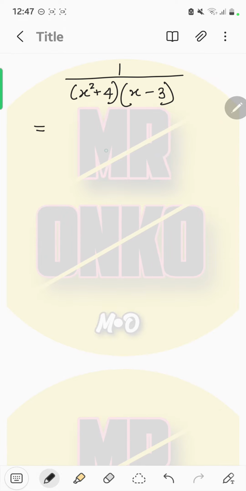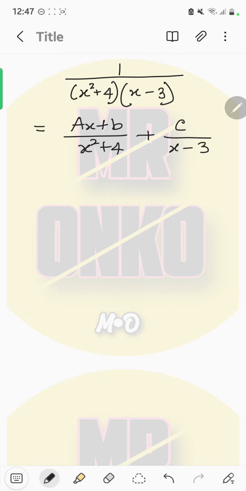Now we will take the ax plus b pattern divided by x squared plus 4, plus c divided by x minus 3. This is the rule: where x squared plus something is given, then ax plus b should be there, and if linear is there, then only a constant c divided by that part will be there.